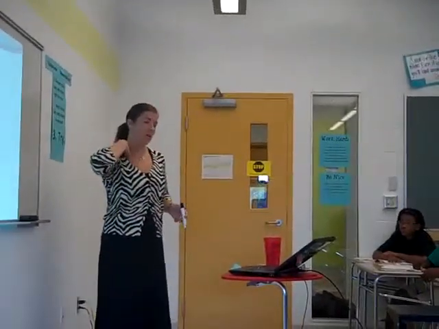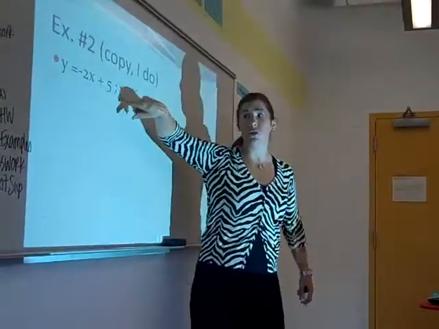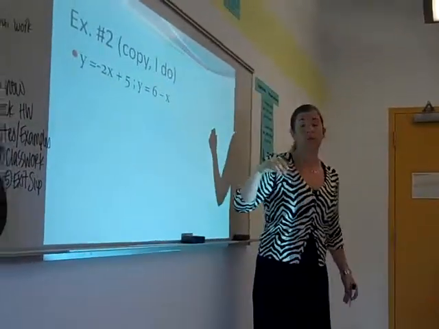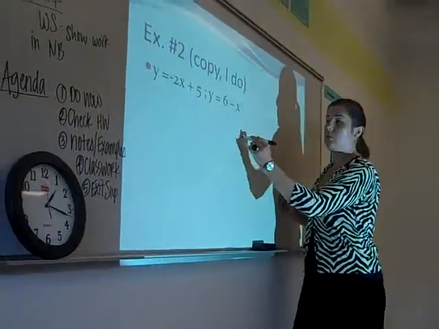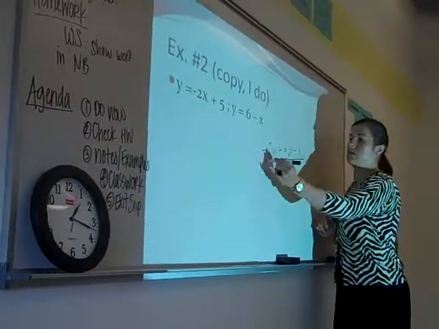So the first thing, like we said in our notes, is we're going to set these two equations equal to each other. We always have to notice and make sure, is it just plain y? If it's a coefficient in front of y, we're going to have to do some work for it first. So now we'll do negative 2x plus 5 equals 6 minus x.